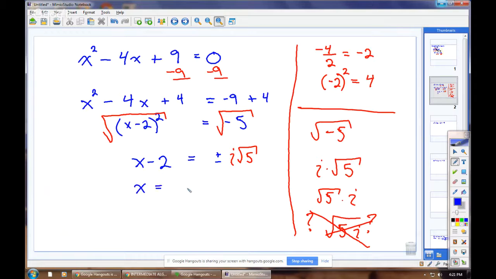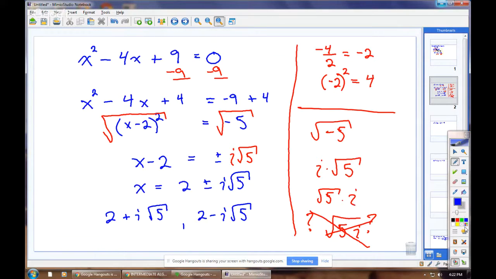So I would write x equals 2 plus or minus i times the square root of 5. So there's two answers here. One is 2 plus i times the square root of 5, and the other is 2 minus i times the square root of 5. And there isn't really an easy way to check this.